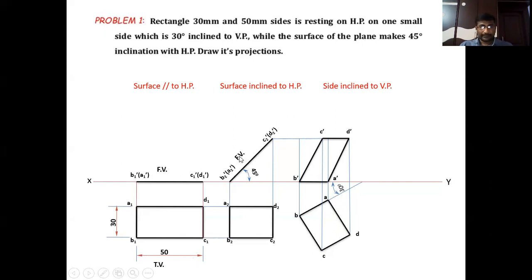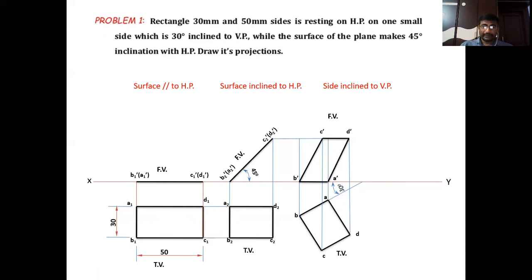This is the first stage top view and first stage front view. Then the second stage front view and second stage top view, this one, and the third stage top view, this one, and the final stage front view. This is the final front view and final top view. Clear, students? I think you are getting this procedure. This is the diagram related to problem number 1.